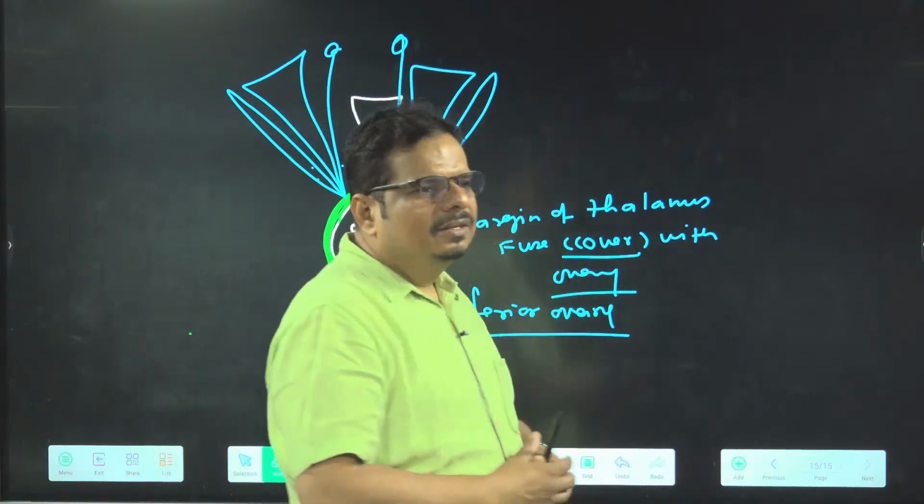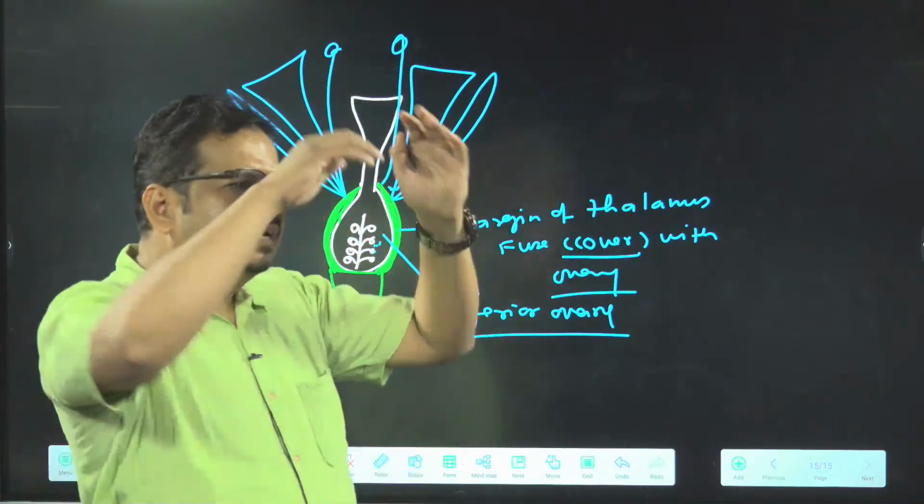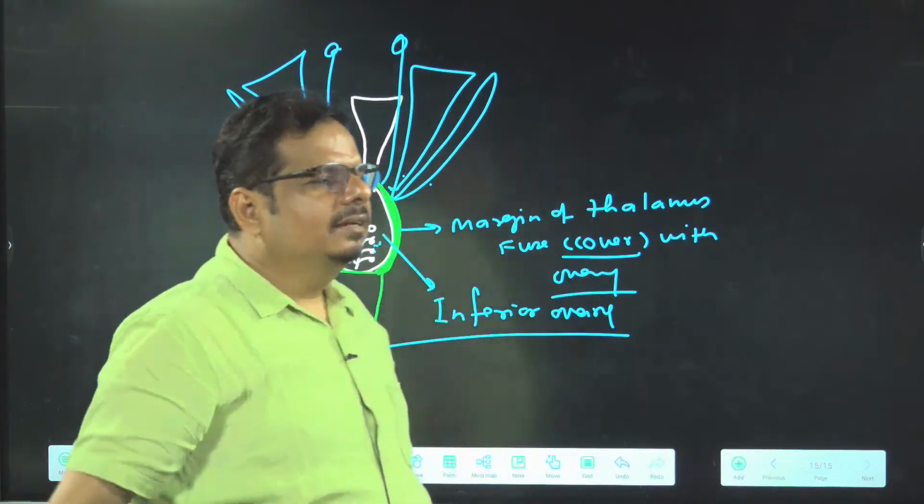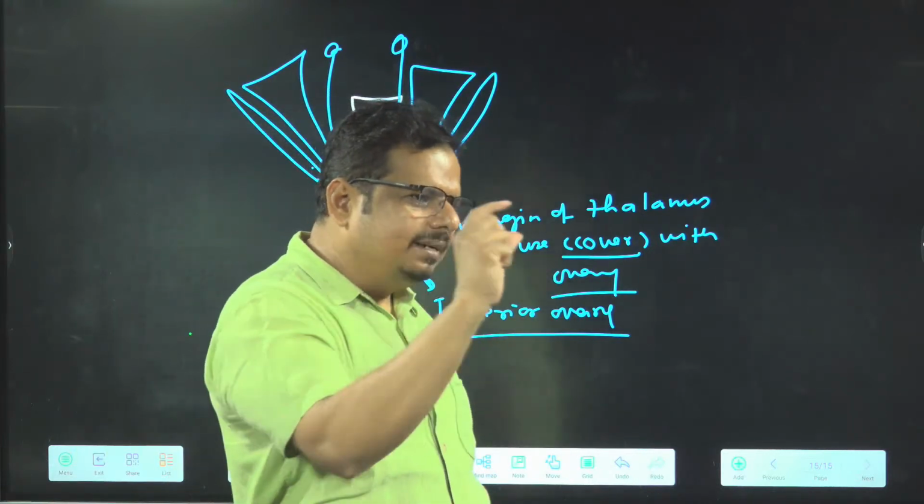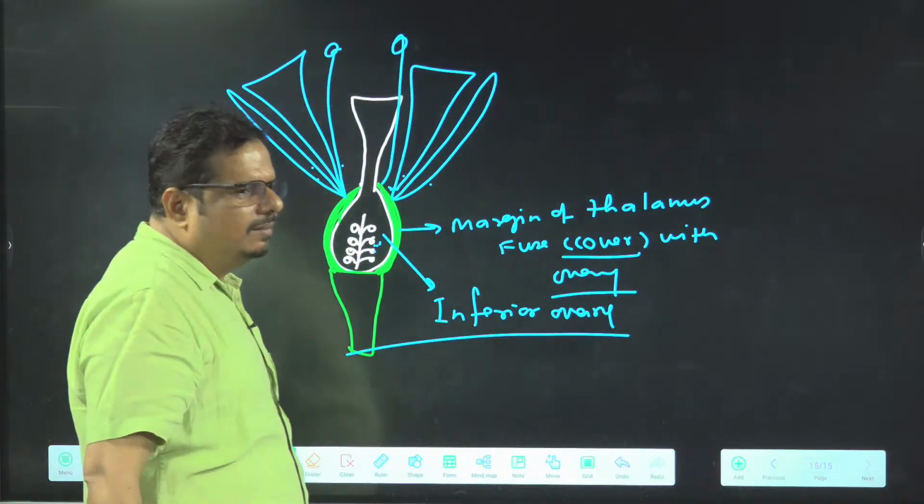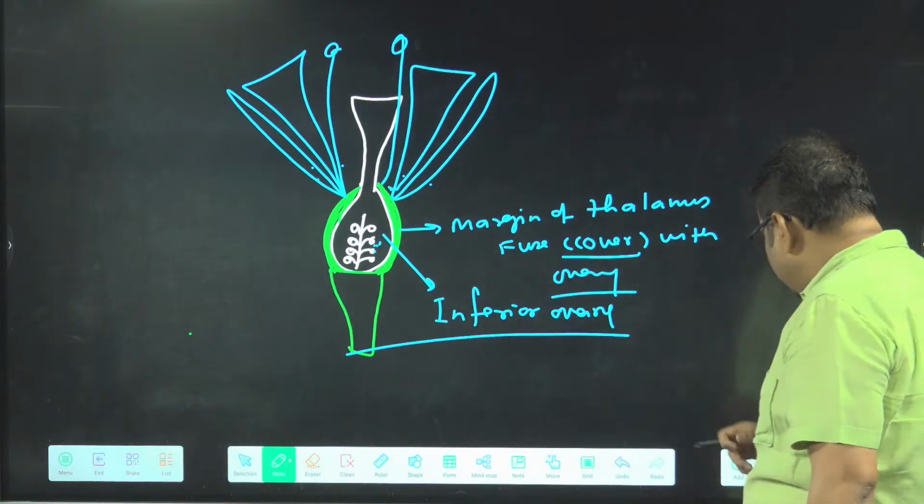Example is what? Guava, cucumber, ray florets of sunflower. Actually in sunflower, what happened? In the peripheral layer, ray florets are there, and in the central area, disc florets are there. So the ray florets of sunflower have that particular kind of condition. Okay, now we are moving ahead.